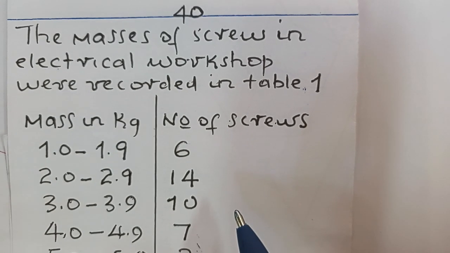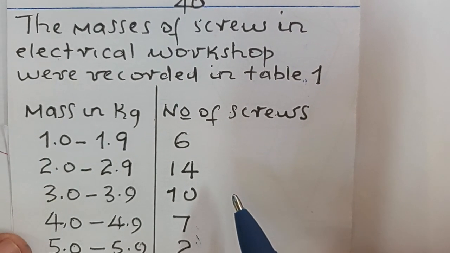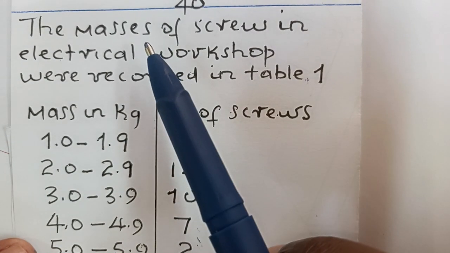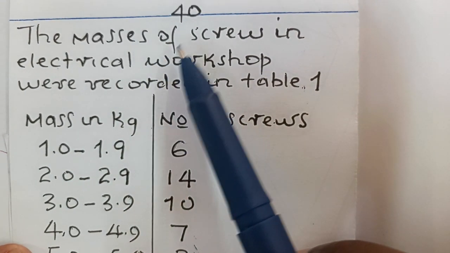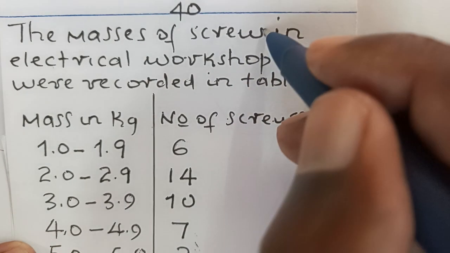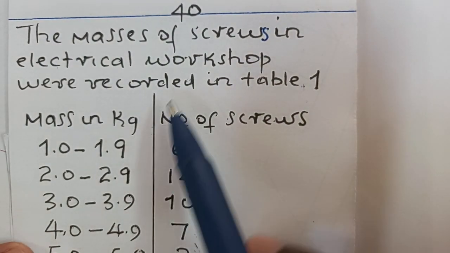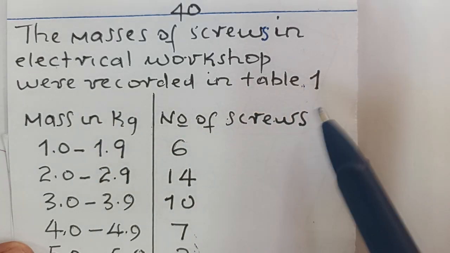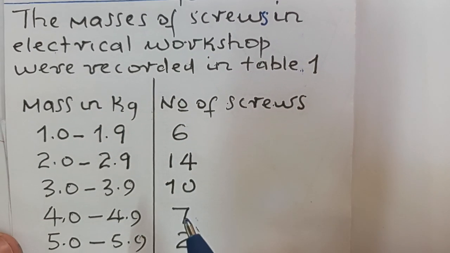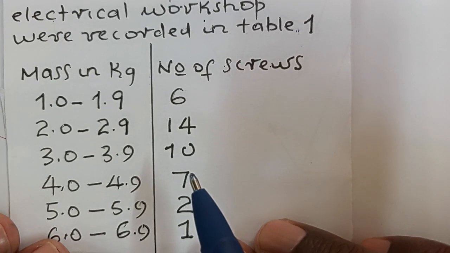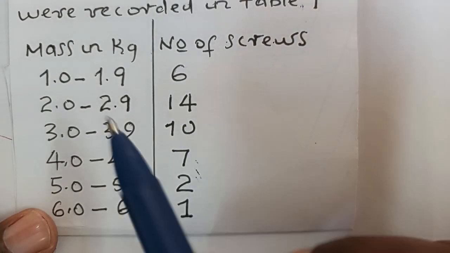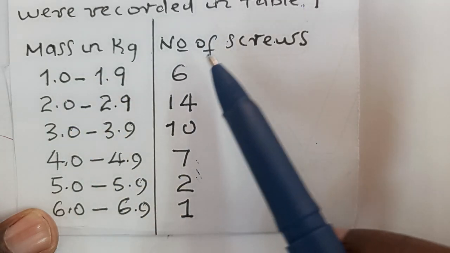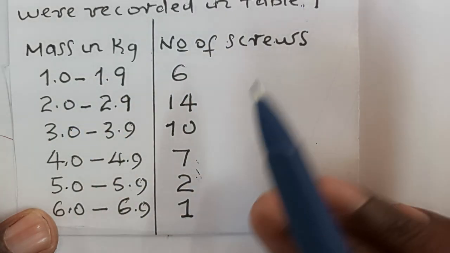Guys, we have a problem here, and I can first read the details, and then we look at the questions. It reads: the masses of 40 screws in an electrical workshop were recorded in table 1. So guys, here is our table 1. We have mass in kilograms, starting from 1. We have various classes, and these classes have the frequency here.